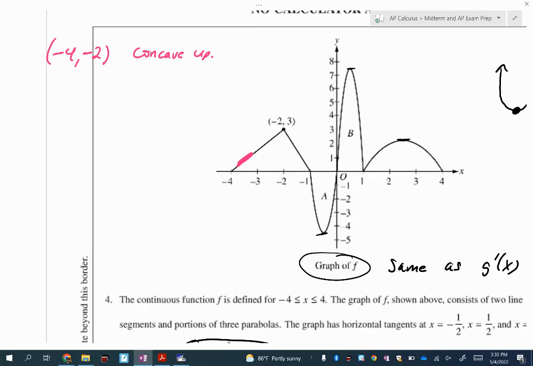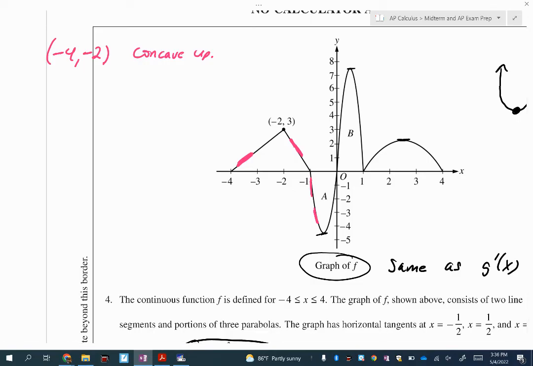Okay, now what happens when you get past -2? What do you notice about this? It's negative, right? If it's a negative slope there, that means that your second derivative is negative. So that means the original function is going to be concave down. Now watch what happens. It's still concave down here, right? It's still concave down here. When does it turn to be concave up?